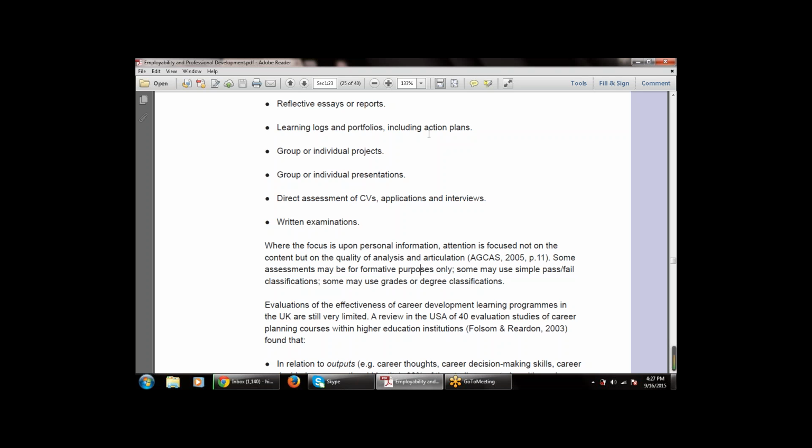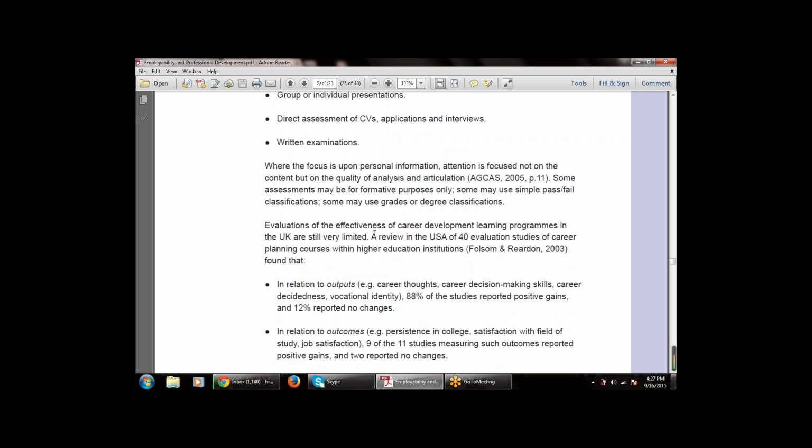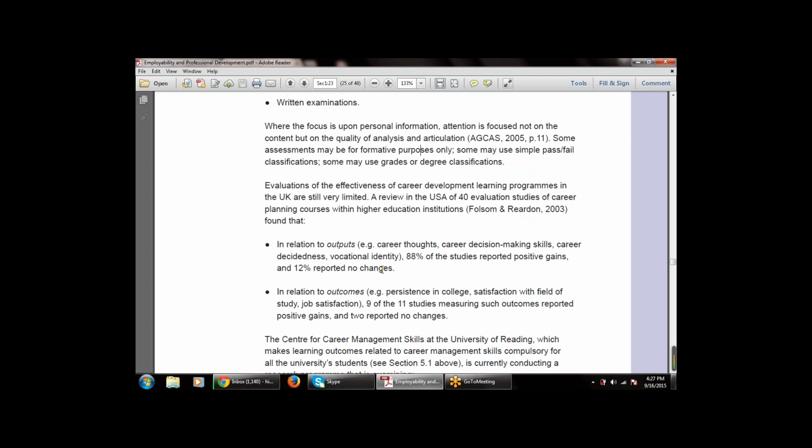Now next comes the evaluation that we have studied. The evaluation of career development in the UK is still very limited. So assessment is one of the criteria that is used, and evaluation is also one of the criteria, but that is limited and is not much used within higher education.